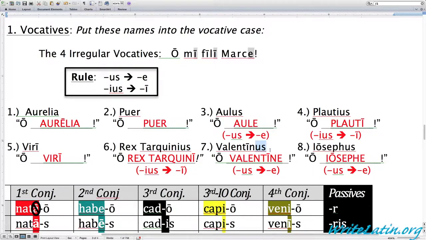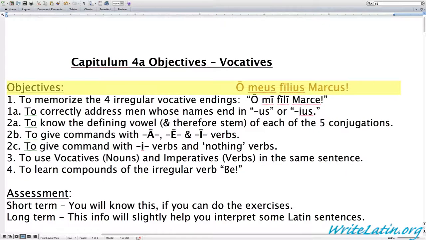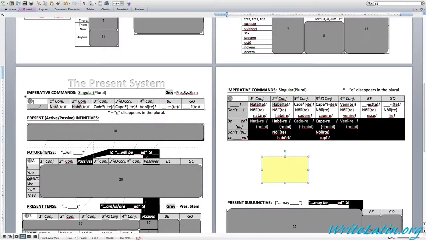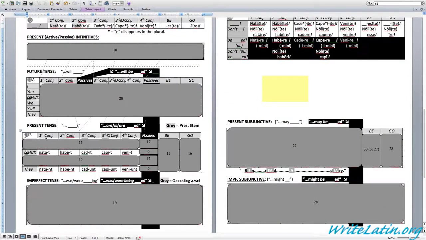Number seven was an easy one, us becomes e. And number eight was an easy one, us becomes e. All right, so hopefully we've accomplished objectives number one and 1a. Now we're going to move on to verbs. Chart number 13. And 15B. So 15B there and chart number 13 up here.